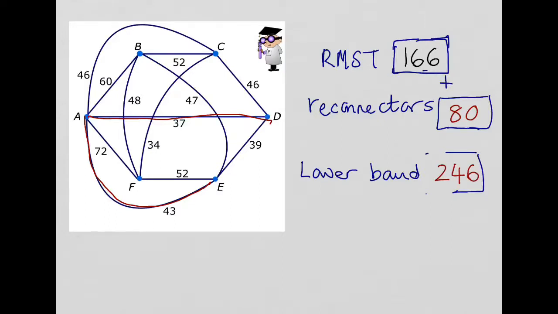So it's really important that you do the RMST and the reconnectors separate and don't just simply give a lower bound overall. You have to show the two numbers that you've added together.